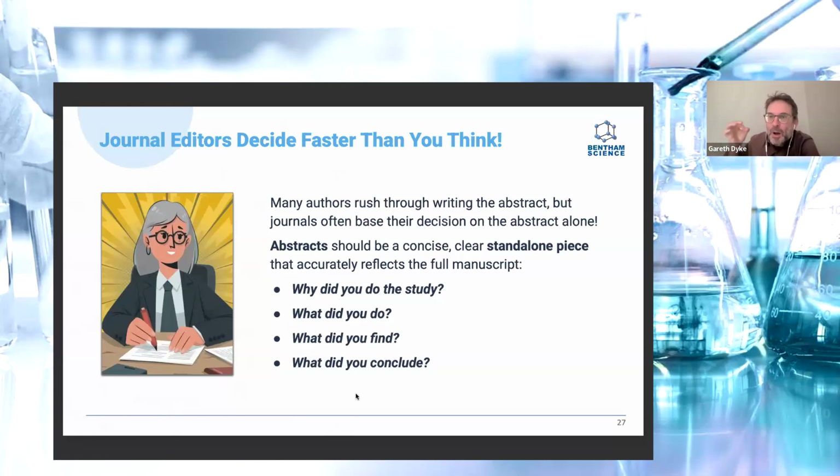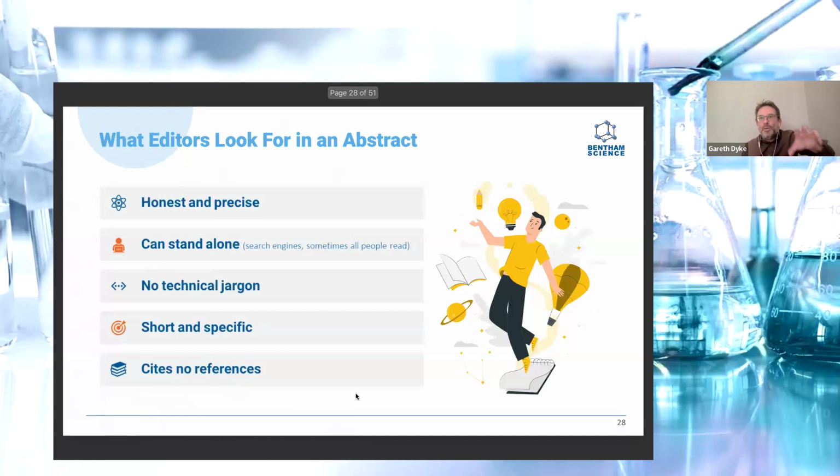Why did you do it? What did you do? What did you find? And what did you conclude? Those 4 basic questions answered in order will give you the structure of a well-written academic article abstract. Editors look at these first.